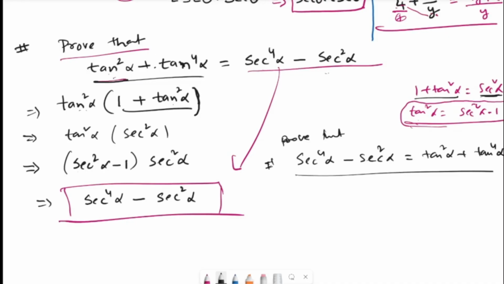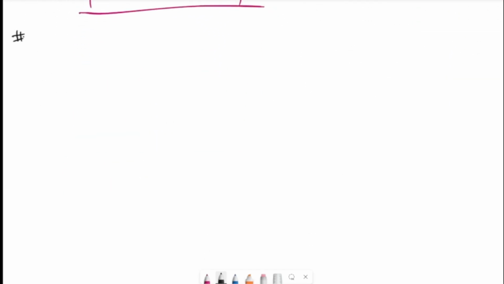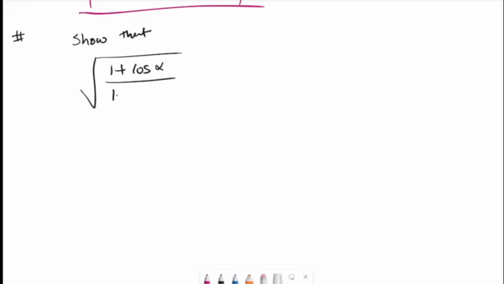Okay, now I'm going to solve another problem. He's telling you, show that root of 1 plus cos alpha divided by 1 minus cos alpha equals cosecant alpha plus cot alpha. Now recall, in algebra you might have studied a concept called rationalization.